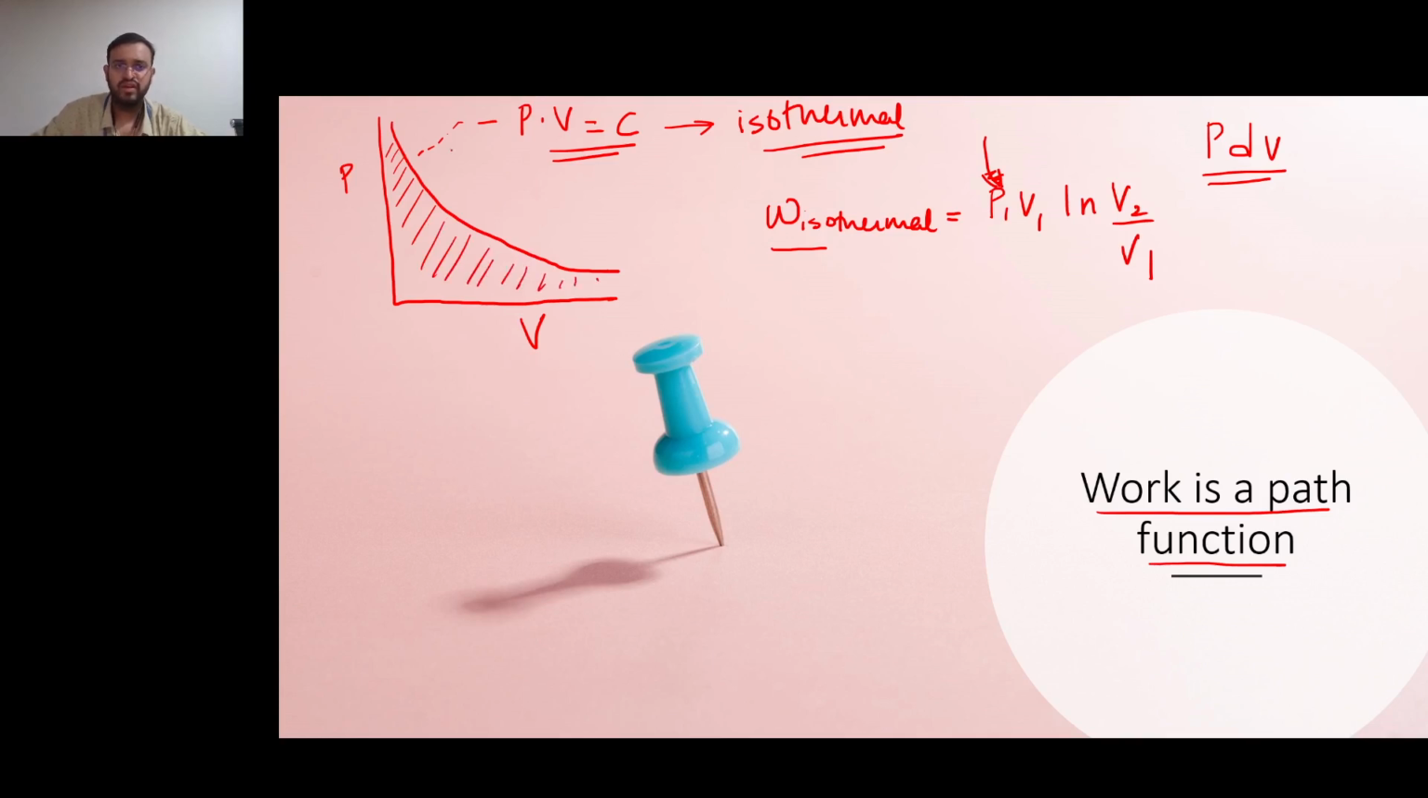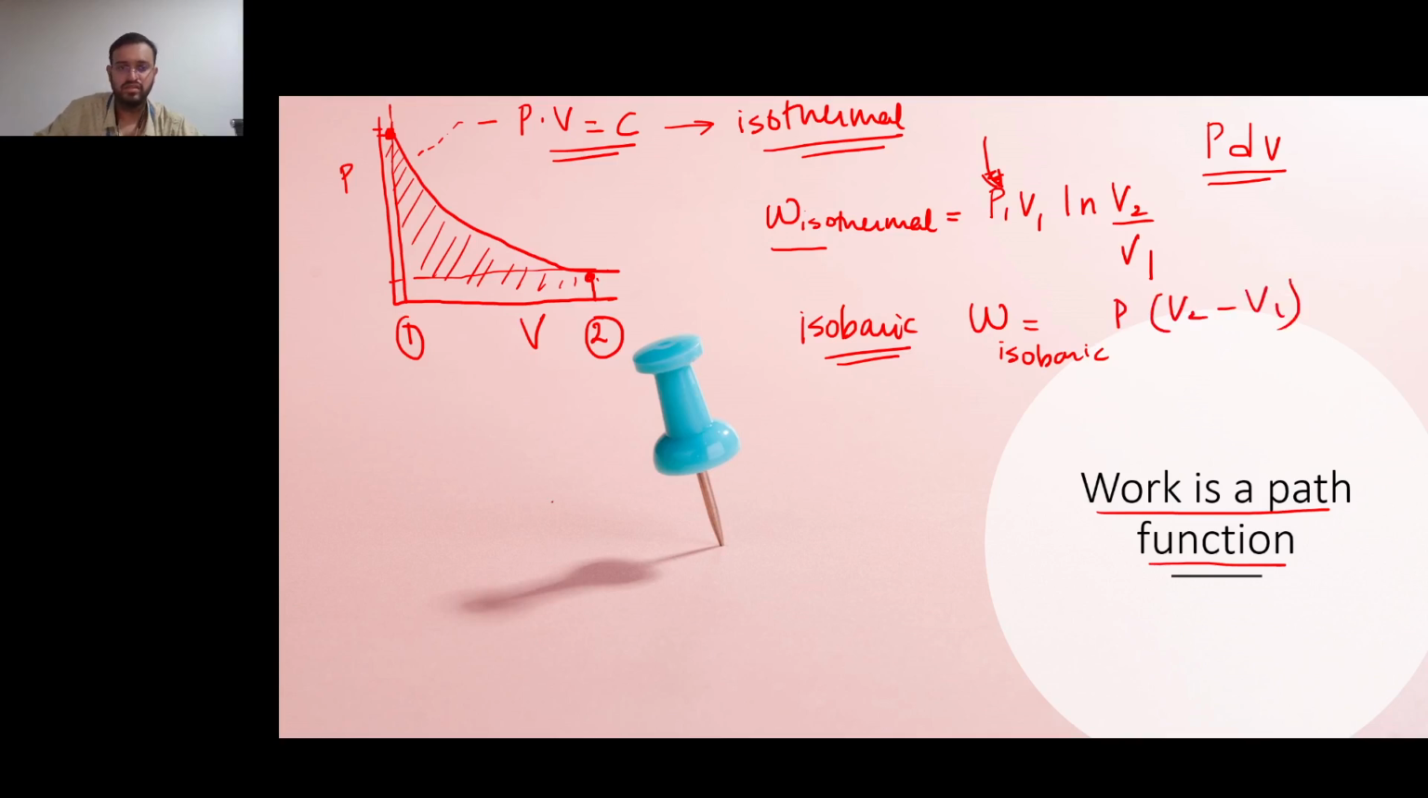If we had a different curve, for example, an isobaric process with initial volume 0.1 going to 0.2, where both the pressure and volume are defined. So now say we have an isobaric process. We know that the work will be P into V2 minus V1.